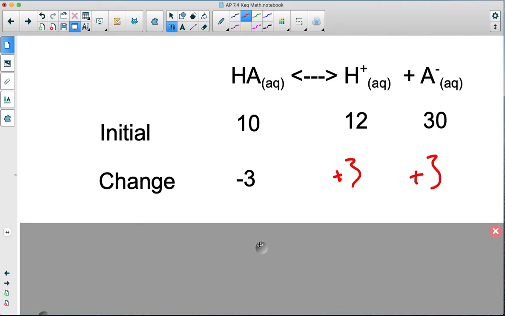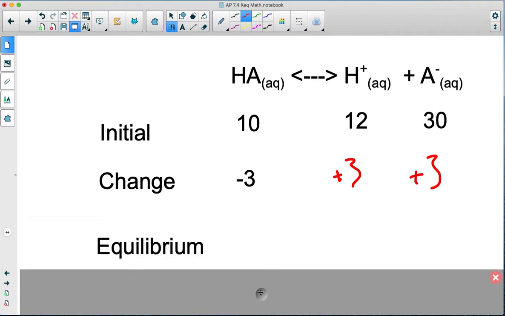So when I get to sweet, sweet equilibrium, the promised land, what are these numbers going to be? Well, the amount of HA is going to be 7. You all know enough math to know this is going to be 15, and this is going to be 33. Smiling and nodding throughout the land, those make sense as numbers.